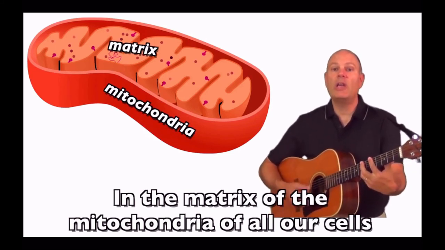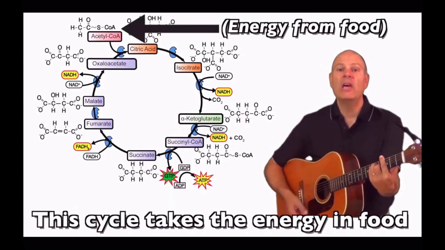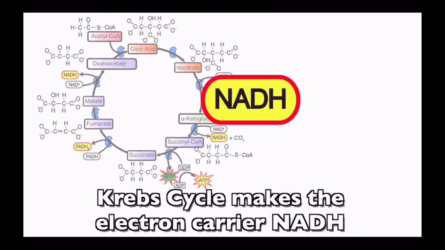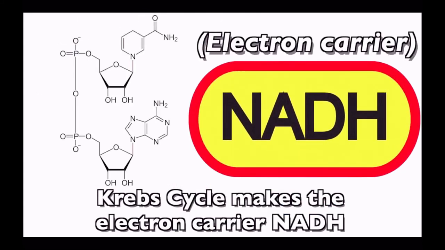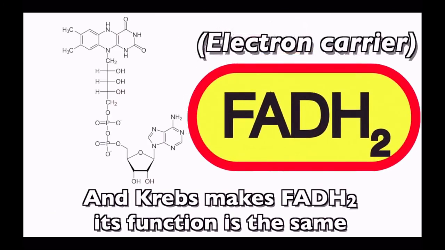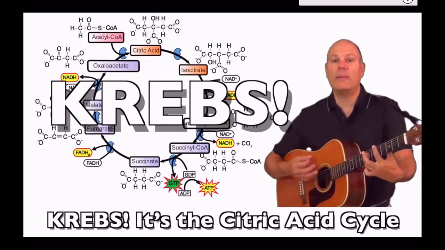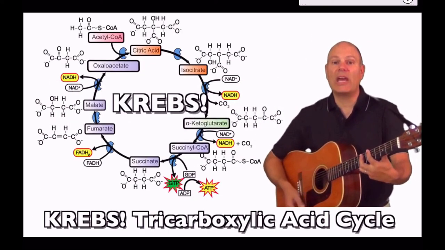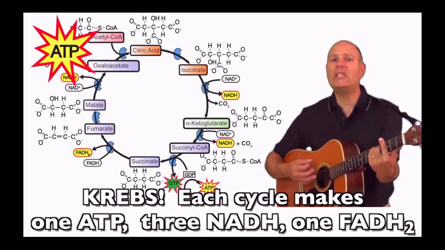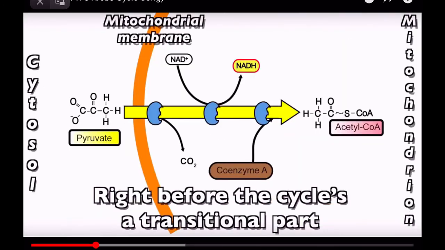Of the mitochondria of all the cells is the cycle of reactions that will hand Krebs a Nobel Prize. The cycle takes the energy and food and makes it into other forms your cells can use. Krebs cycle makes electron carrier NADH, which later brings electrons to the electron transport chain. And Krebs makes FADH2, its function is the same. Krebs also makes some ATP, another claim to fame. We're talking Krebs. It's a citric acid cycle, Krebs. Tricarboxylic acid cycle, Krebs. Each cycle makes 1 ATP, 3 NADH, 1 FADH2.